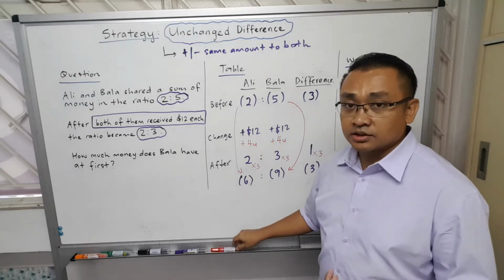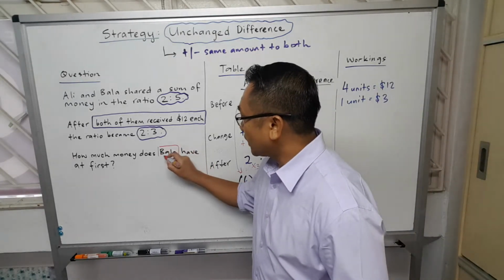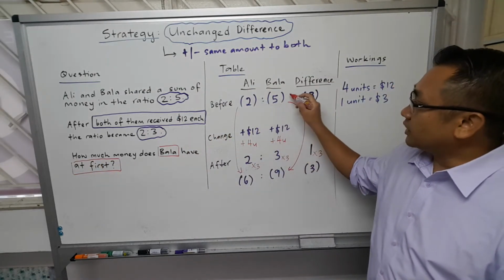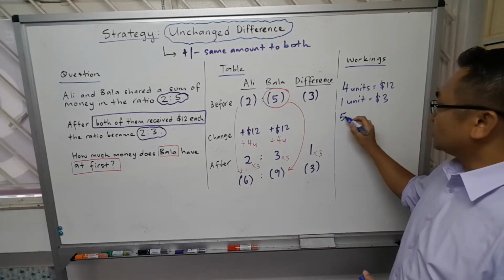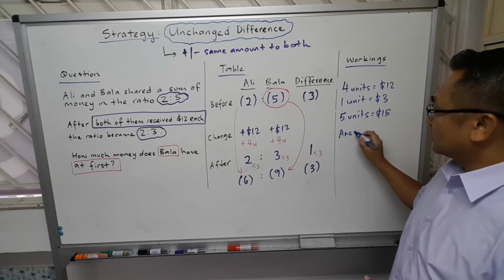So what does the question ask us to find? How much money does Bala have at first? How many units is that? At first, Bala has 5 units. So 5 units will be equal to $15, and that is the final answer.